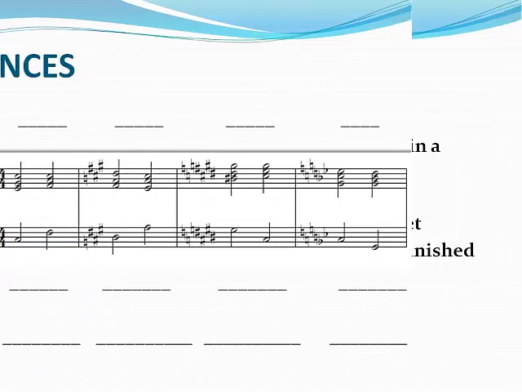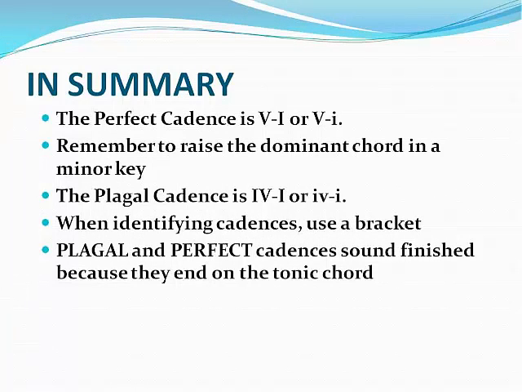So let's just review cadences. The perfect cadence is always 5 to 1. In a major key, the 5 and the 1 chords are major. In a minor key, the 5 is always a major chord because of the raised leading note, and the 1 chord is always minor. It's so important to remember to raise the leading note of the dominant chord in a minor key. That will always make the dominant chord major in minor keys. The plagal cadence is always 4 to 1. In a major key, both the 4 and the 1 are major chords. In a minor key, both the 4 and the 1 are minor chords.